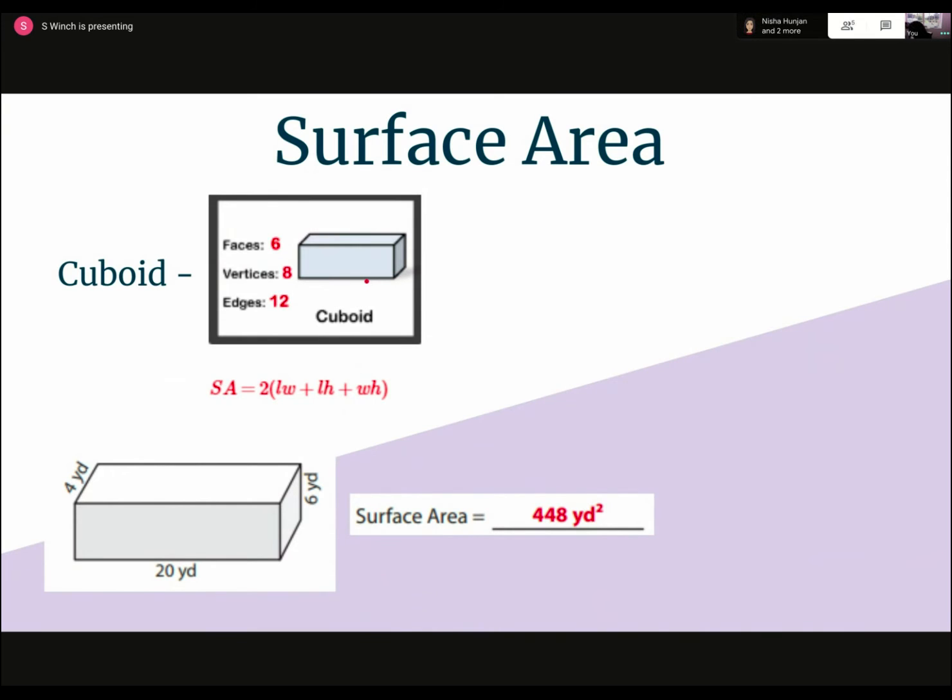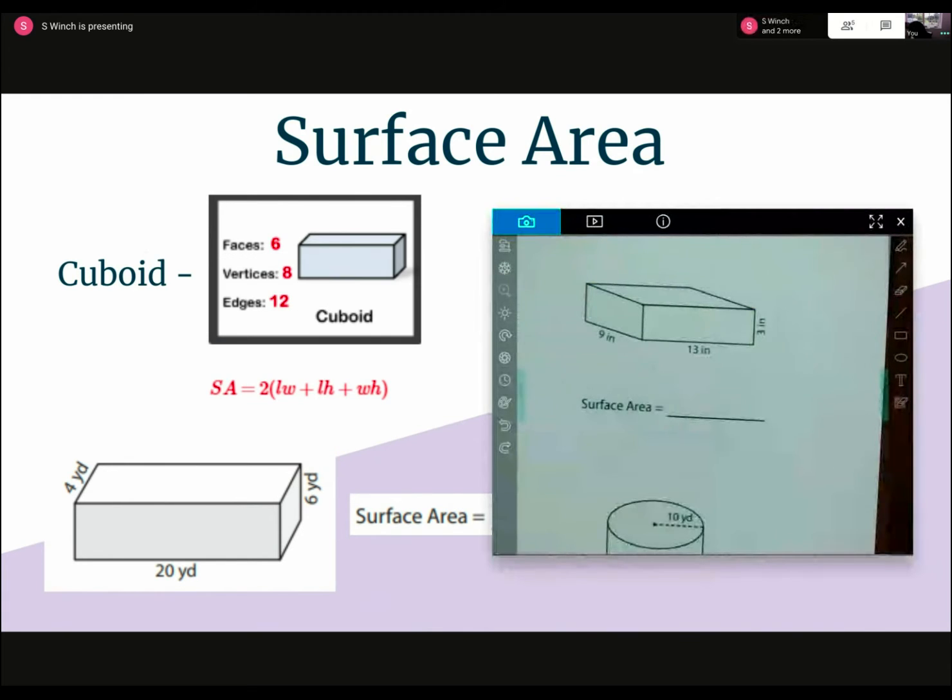So here you've got 20 times 4, which would give you the top and the bottom. 20 times 6 would give you the 2 sides. And then from the left and right, you've got 6 times 4. Now, if we add them all together, you get 448. And I'm going to give you an example of how to work out a cuboid. If I can share my screen now, brilliant.